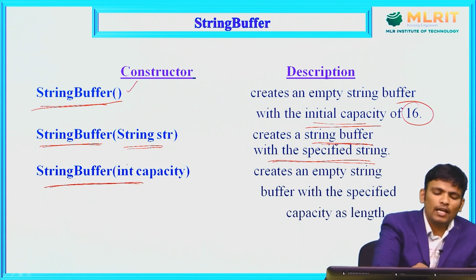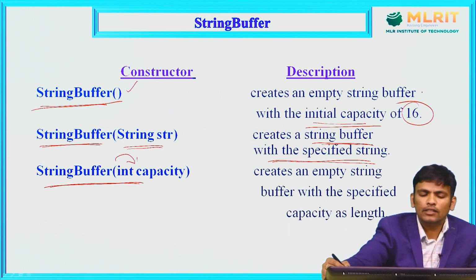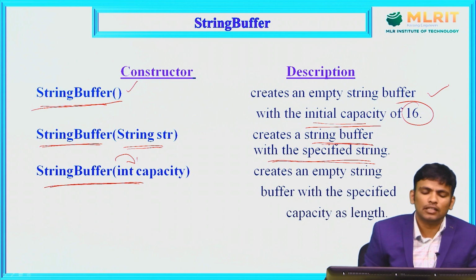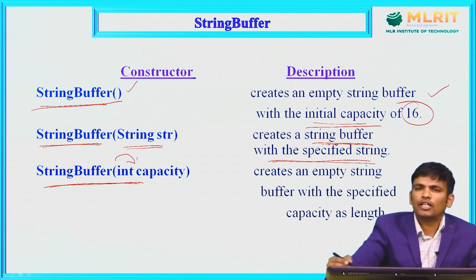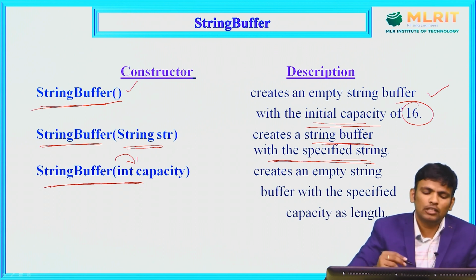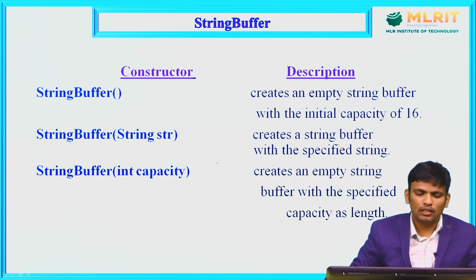One more StringBuffer constructor accepts a capacity. In the previous case, if you do not pass the capacity, it takes the default capacity of 16. If you are not satisfied with the 16 capacity, you can pass your own initial capacity. All these constructors and methods we will see one by one.